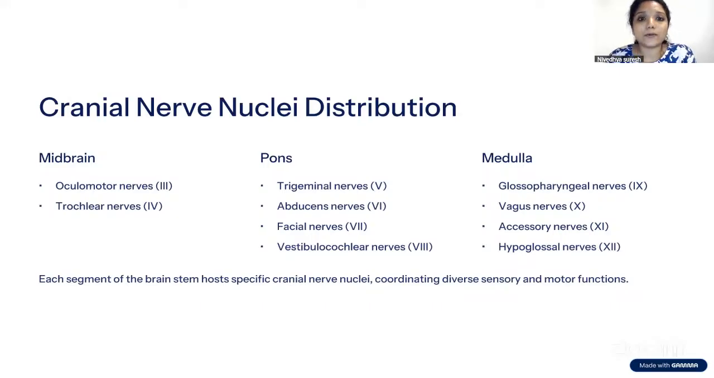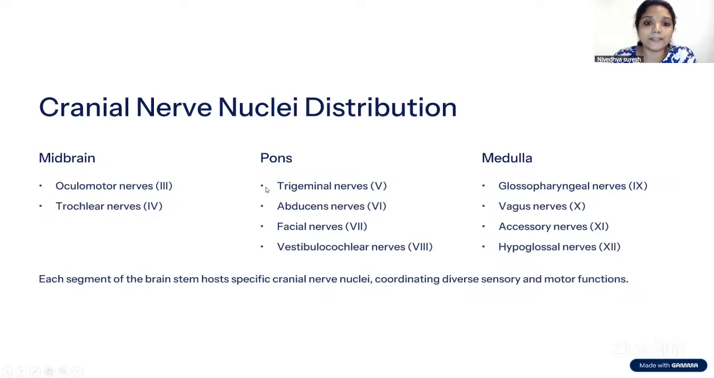So we saw the parts of the brainstem, right? The upper part is the midbrain, then the pons, then the medulla. See, in the midbrain, we can see two nerves. That is the third cranial nerve and the fourth cranial nerve. What is the third cranial nerve? That is the oculomotor nerve. So the oculomotor nerve and the trochlear nerve are seen in the midbrain.